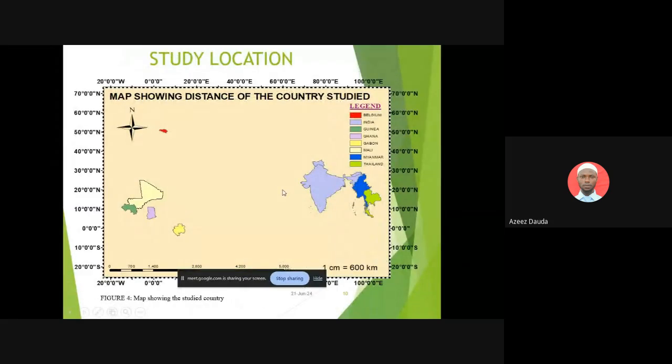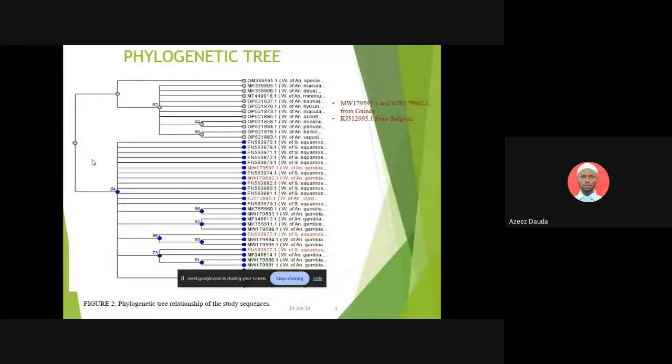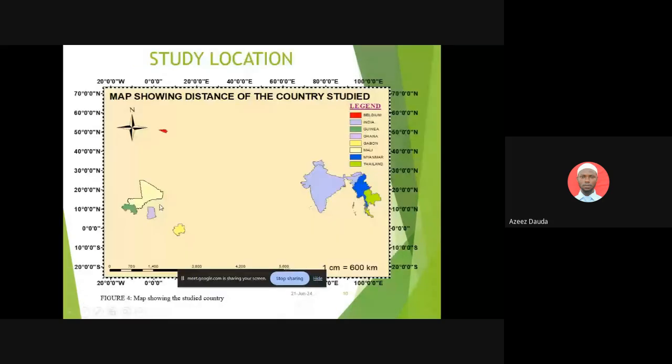And if we try to look at this map, I think it's showing the distance between the different regions across the study area. You can see Belgium is here, very, very far apart from other countries here. And like I said earlier, we have some sequences from Belgium that are very close to that of the Simulium squamosum in Ghana. And Ghana is here. You can see the legend, it interprets the map better.